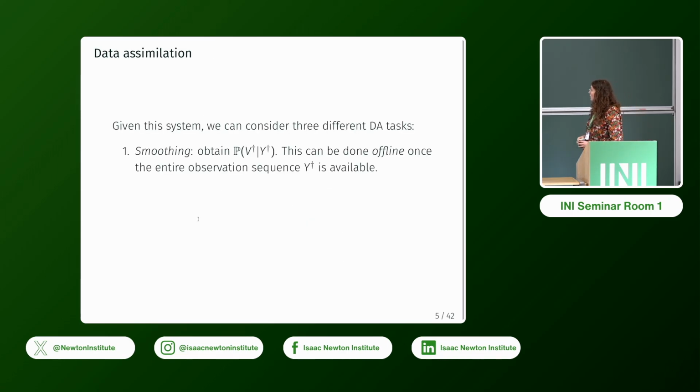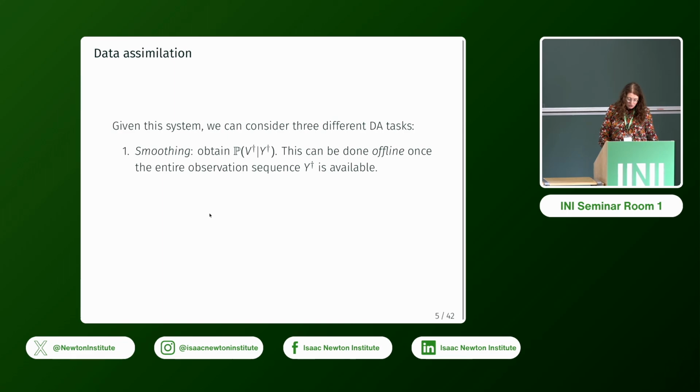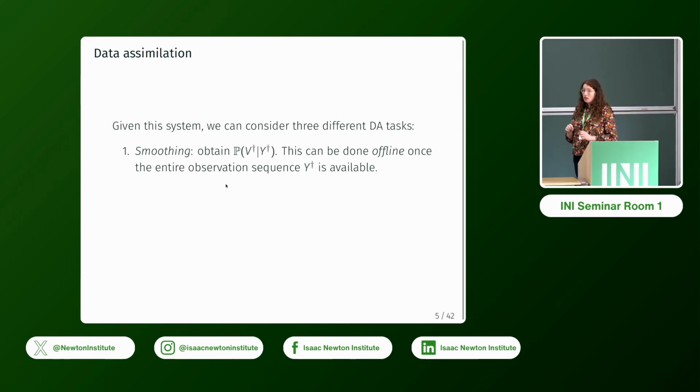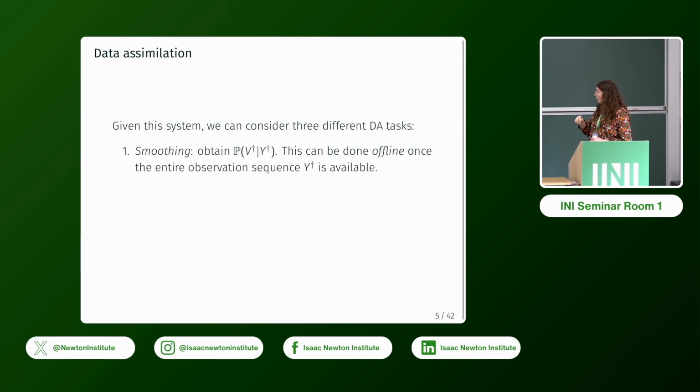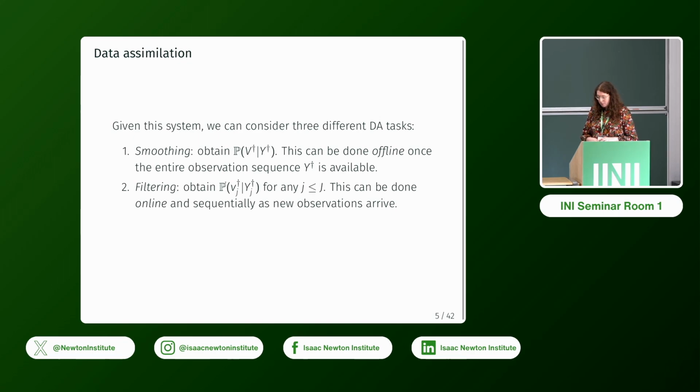Okay, and then there are basically three main tasks within data assimilation. By the way, data assimilation is really a term that comes from the geophysical or numerical weather prediction literature. So if you're familiar with the filtering literature, it's essentially the same thing, but the terms are different. So smoothing is we want to obtain the joint probability distribution of all the states over the interval, given all the observations. So this has to be done offline because we have to wait until all the observations are available, and then we can come up with this estimate.